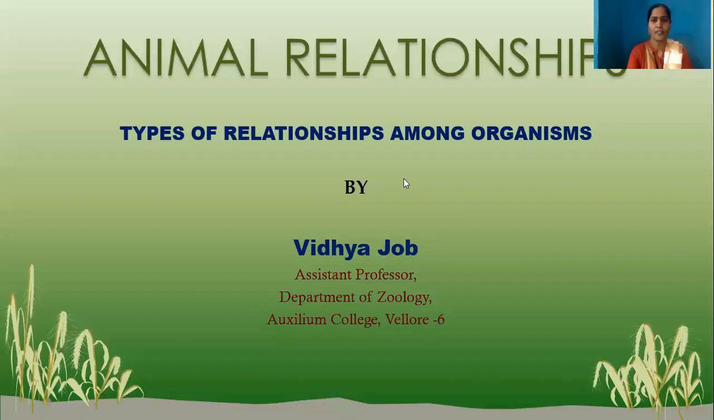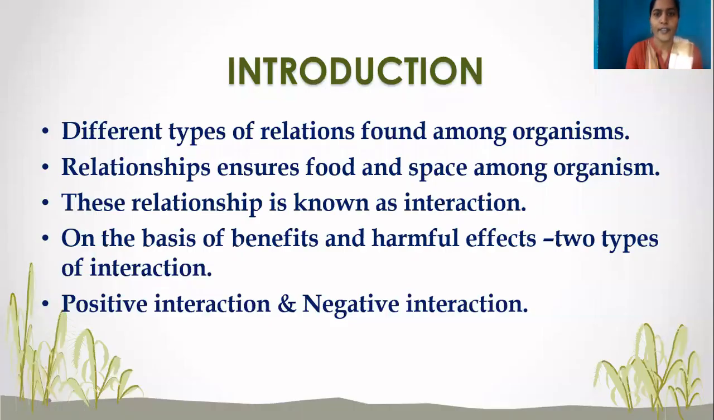Today we are going to study about animal relationships, the different types of relationships that are found among the organisms. We understand that each organism is dependent on the other for any type of needs. These relationships ensure food and space for all the organisms. These relationships are known as interaction.